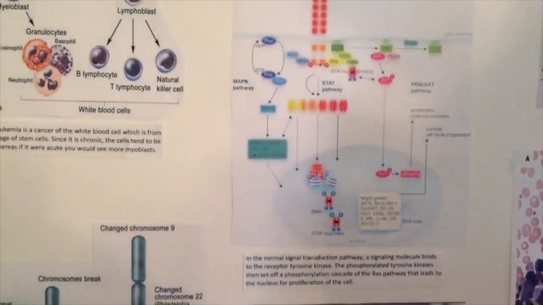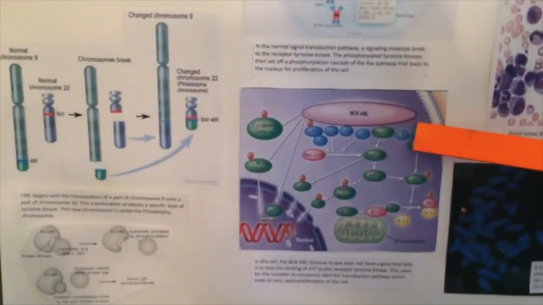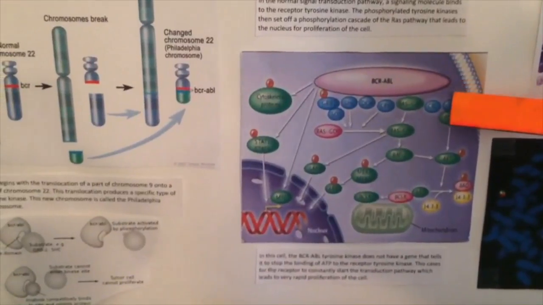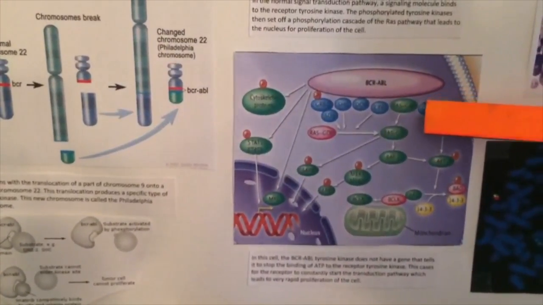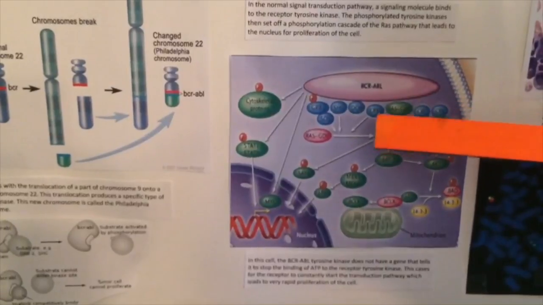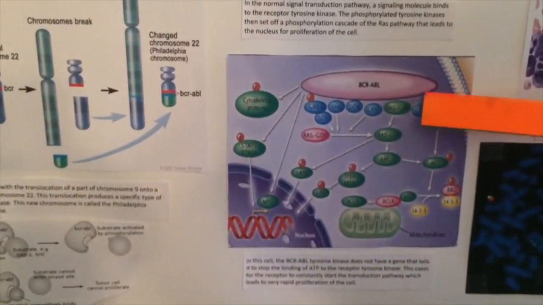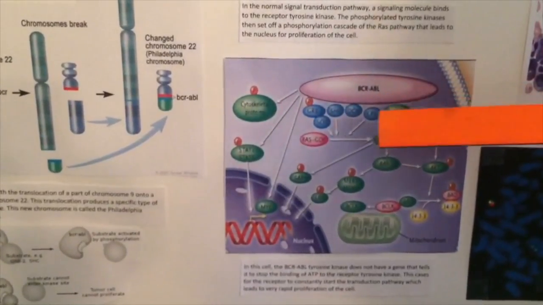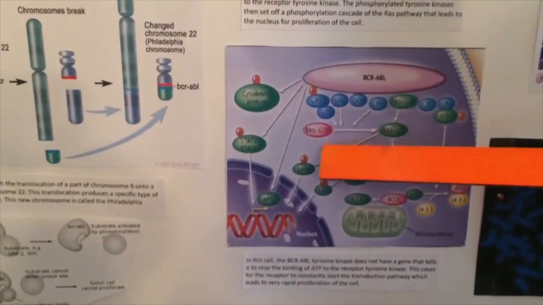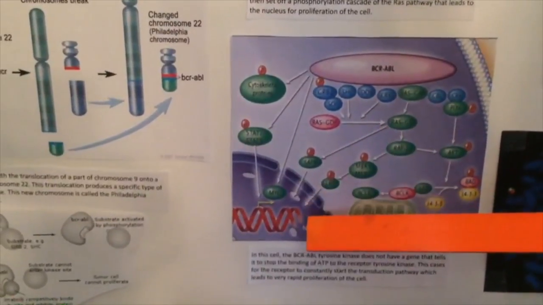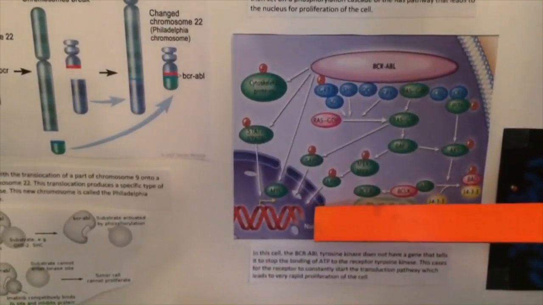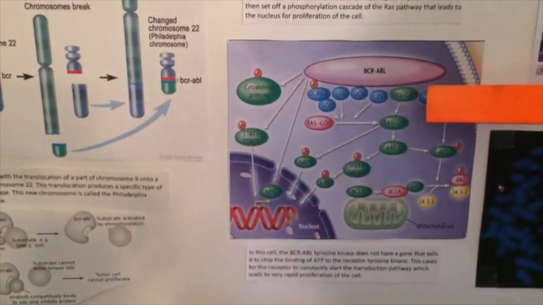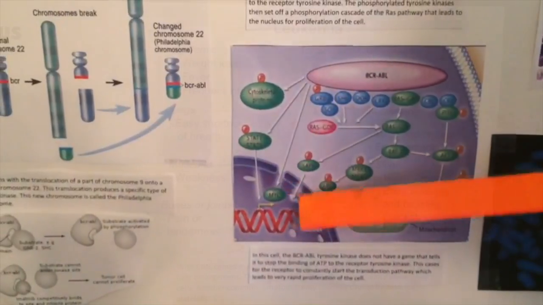In the new BCR-ABL tyrosine kinase, what happens is that this new receptor doesn't have a gene that tells it when or when not to start phosphorylation cascades. So this receptor is constantly telling all these proteins to begin their cascade. So it has the same RAS pathway that leads to the nucleus, and this also creates rapid proliferation and cell division. Basically, cells are constantly dividing and reproducing.